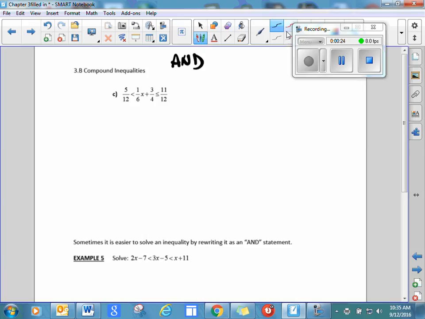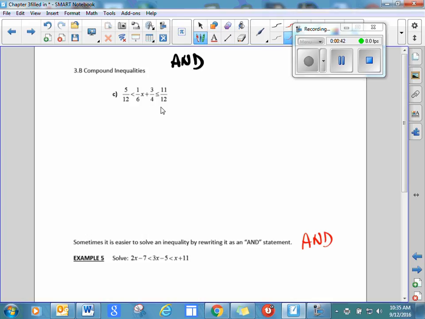This one's an "and" also, but I'm going to work them differently, and I'll tell you why when I get down to the second one. So this one, I see a bunch of fractions. We're going to clear out the fractions. It's so much easier to deal with integers than fractions.